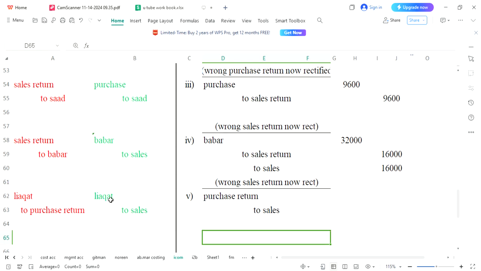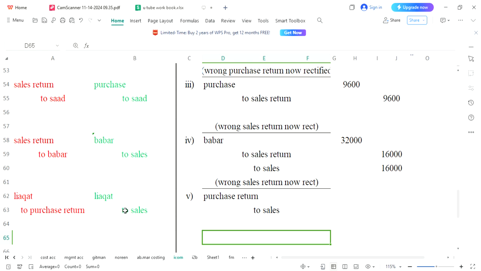Please understand once again, Liaquat was needed to be written on the debit side. We have written Liaquat on the debit side. So the debit side was required and the debit side has been used for Liaquat. Both are written on the same side. There is no mistake in Liaquat. Please understand, there is no mistake in Liaquat. So that is why you will ignore Liaquat.